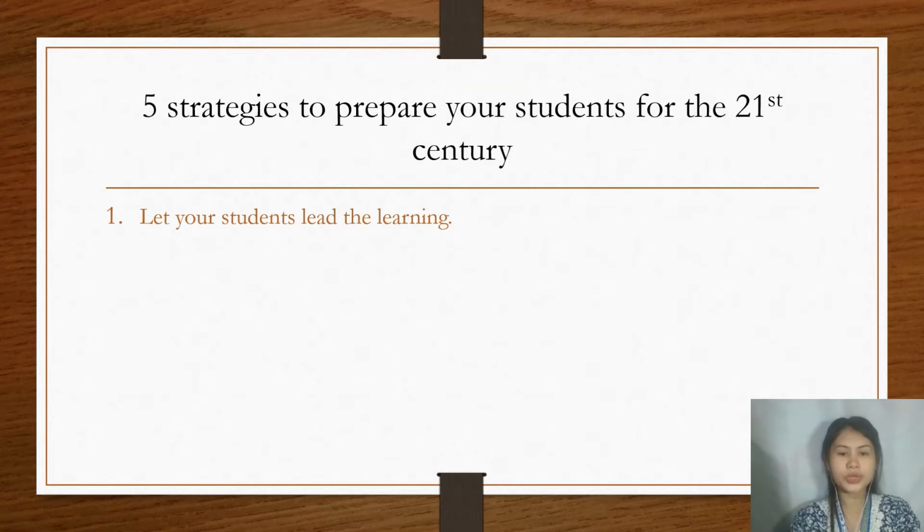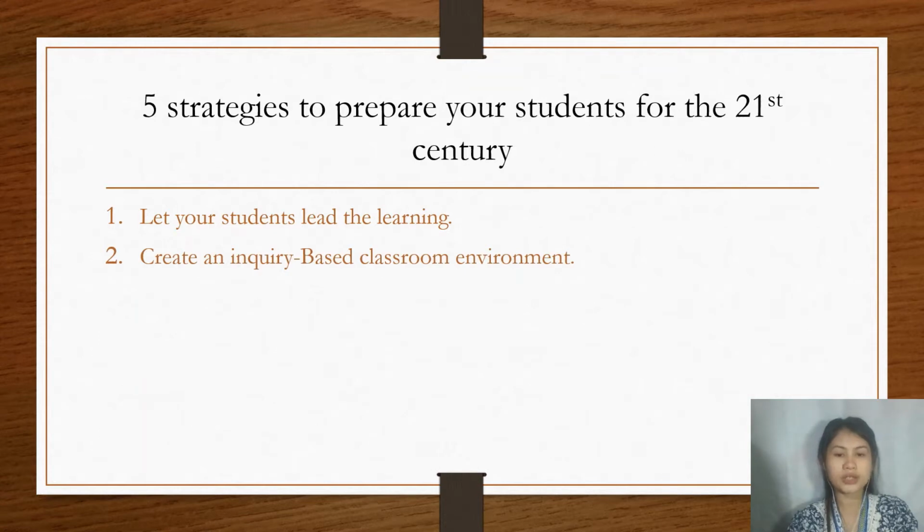After we let our students lead the learning, create an inquiry-based classroom environment. If students are to lead the way to learning, they need to be able to ask questions and then find the means to answer them. Students and teachers need to wonder out loud as they encounter new information, like, what do you want to know? What have you learned? Or what do you know?